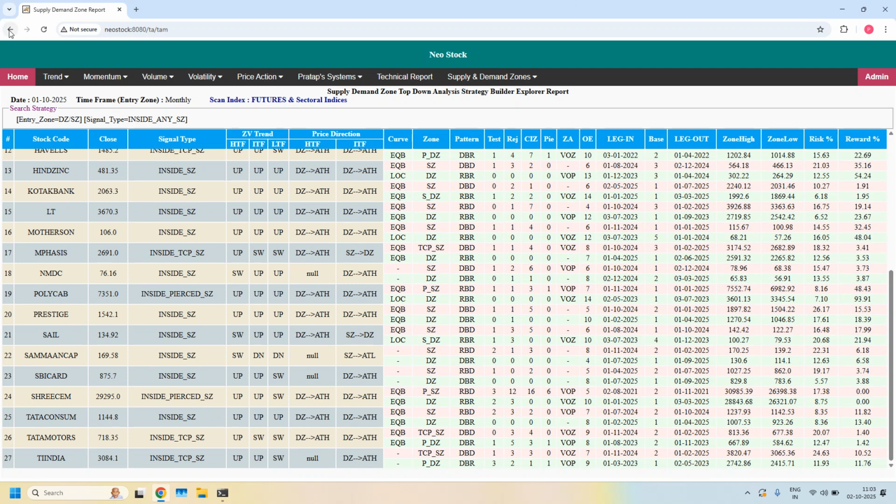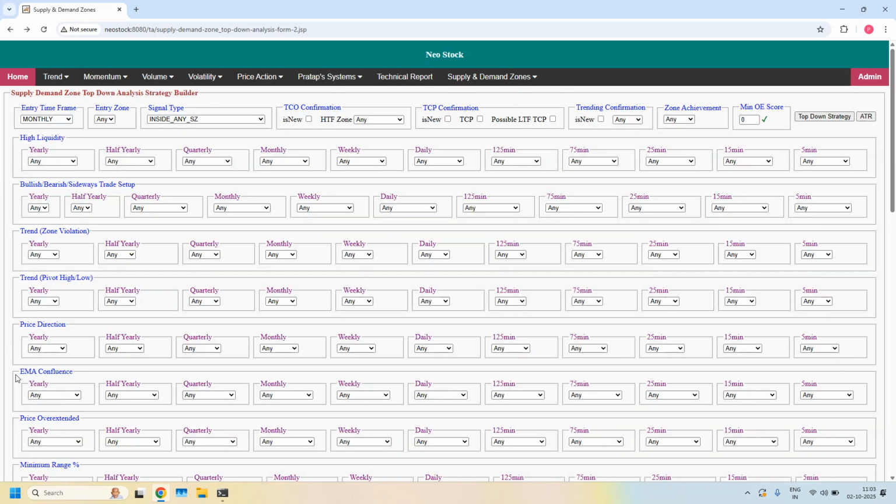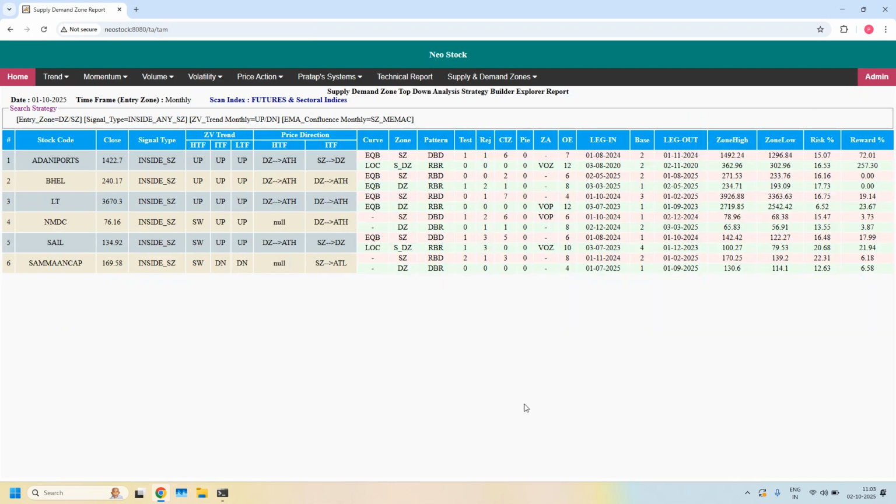We can further filter based on monthly supply zone having monthly EMA confluence, and also trend on the monthly should not be sideways. We got 6 stocks.